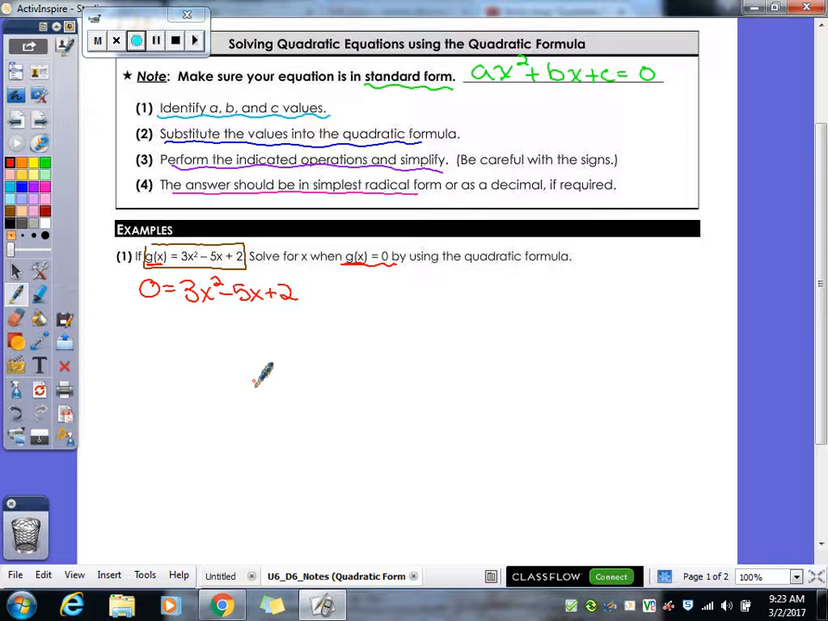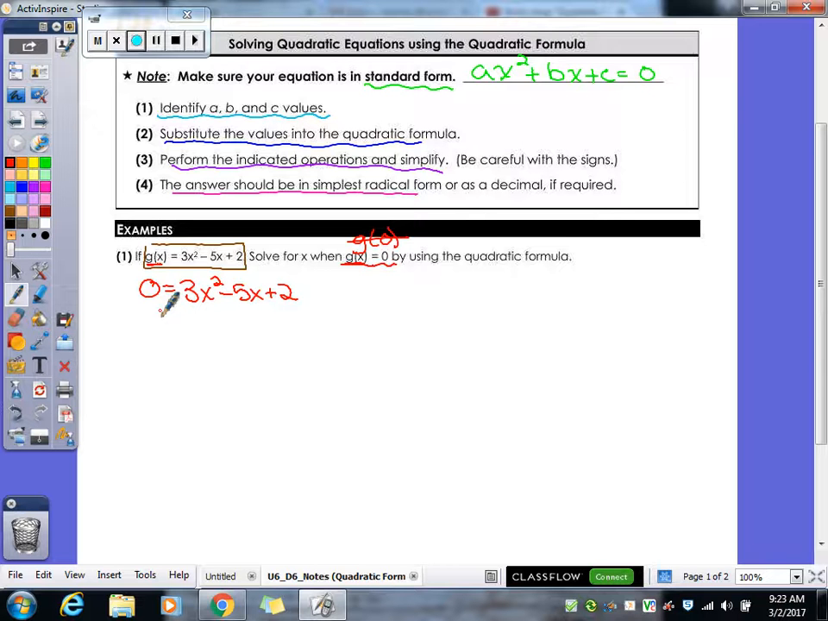If they wanted us to plug a 0 in for x, where would the 0 have been? In the parentheses. They would have written it as g of 0, but that's not what they wrote here. So they wanted us to set it equal to 0. That's their way of saying set it equal to 0.